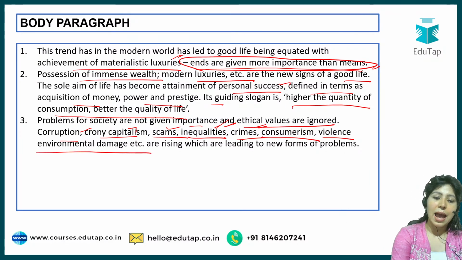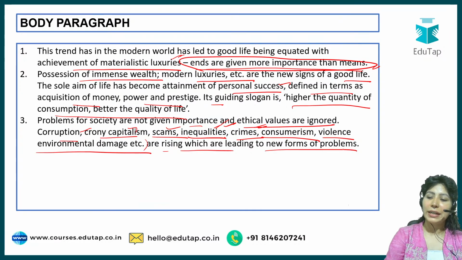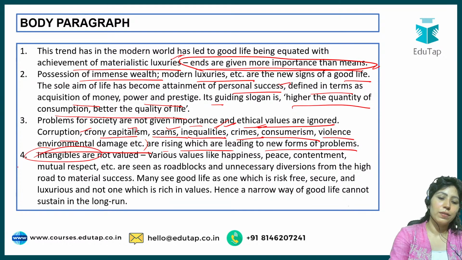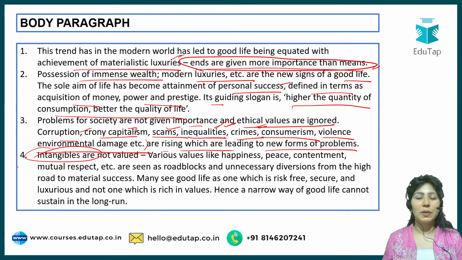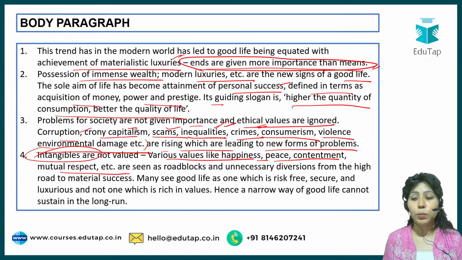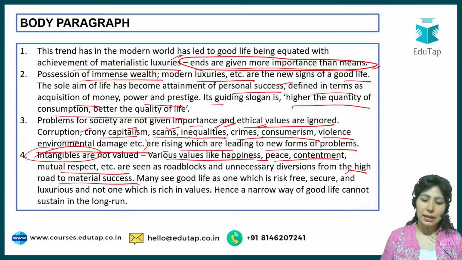So violence and environmental damage are rising, which is leading to new forms of problems. And most importantly, intangibles are not valued. What are intangibles? Intangibles are your ethics, your value systems, your bonds with your family, relatives, and with society. So various values like happiness, peace, contentment, mutual respect, etc. They are seen as roadblocks and unnecessary diversions from the high road to material success.